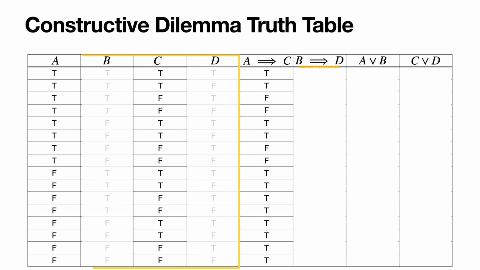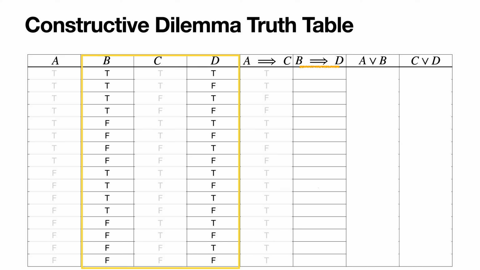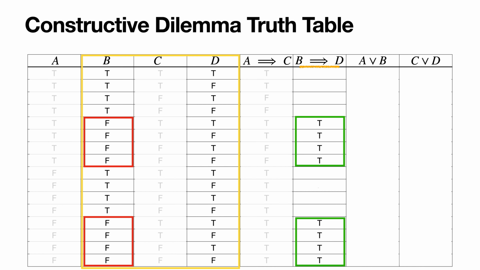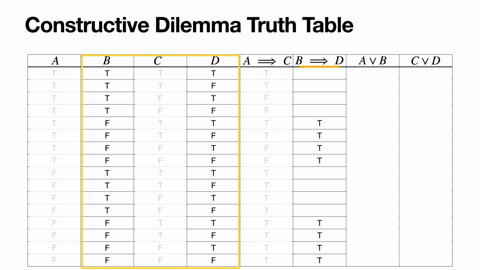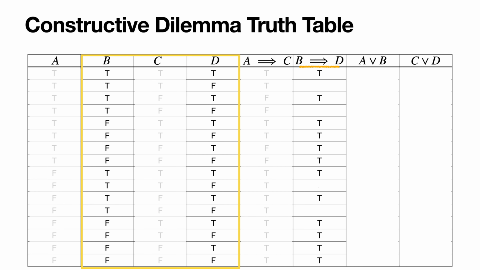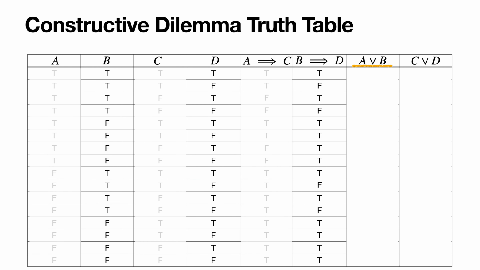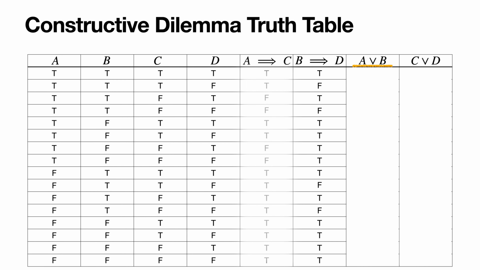Now let's go ahead and look at B implies D. So I'm going to go ahead and blank out these other columns that we don't need. And we're just looking at B and D. So once again, when our antecedent B is false, B implies D is true. So we'll go ahead and fill that out. When B and D are both true, we're going to put a true. And lastly, when our antecedent is true, but our consequent D is false, we're going to put a false. Pretty straightforward. And now let's look at A or B, the disjunction of A and B.